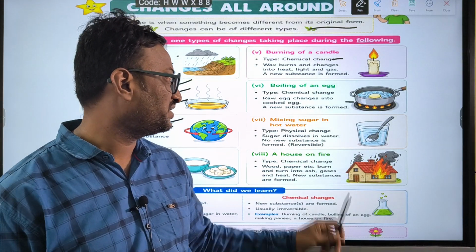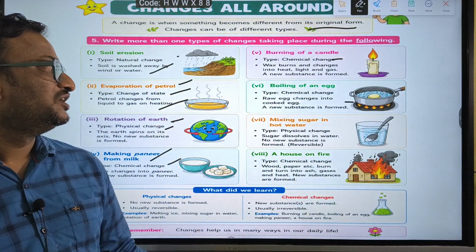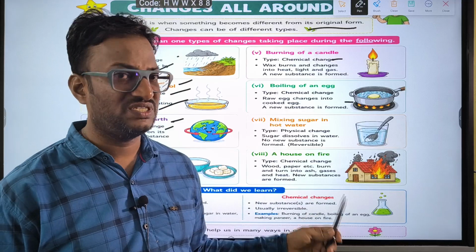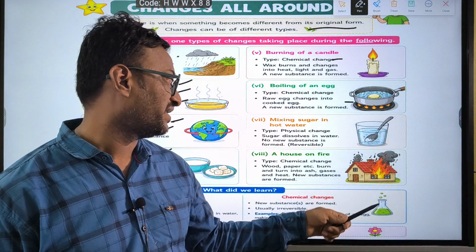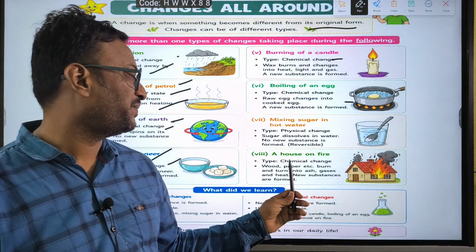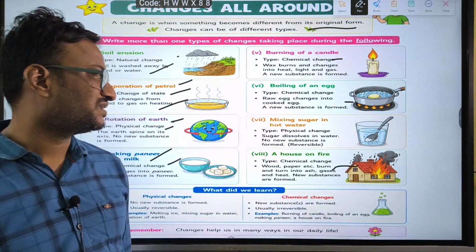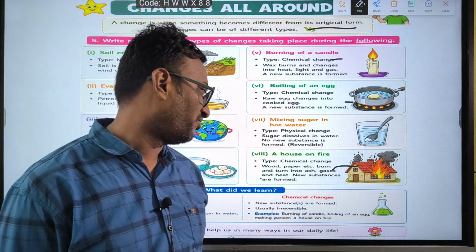Mixing sugar in hot water is a physical change. Sugar dissolves in water, no new substance is formed. We can separate sugar and water once again. A house on fire is a chemical change. Wood, paper, etc. burn and turn into ash, gases and heat, new substances are formed.